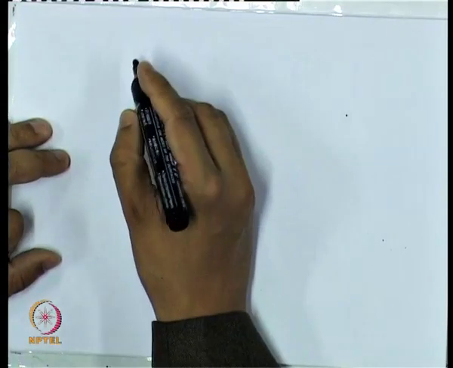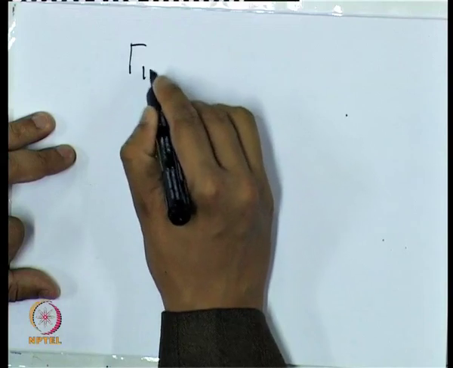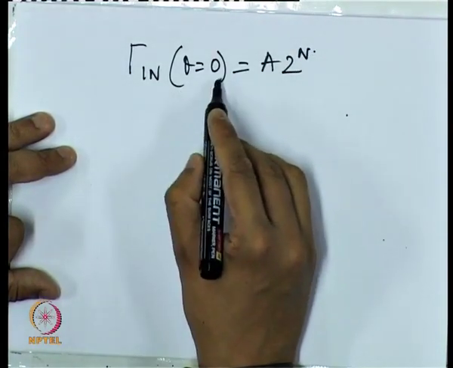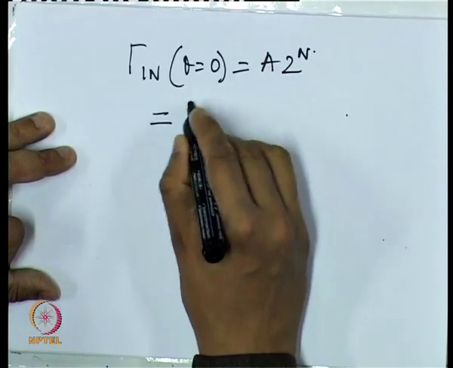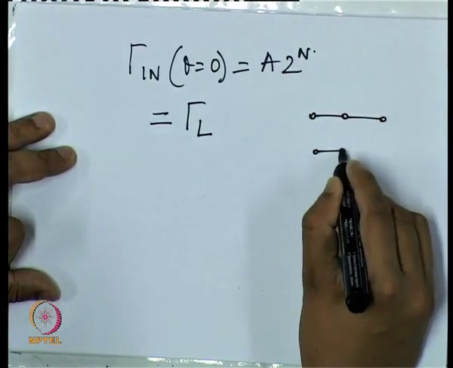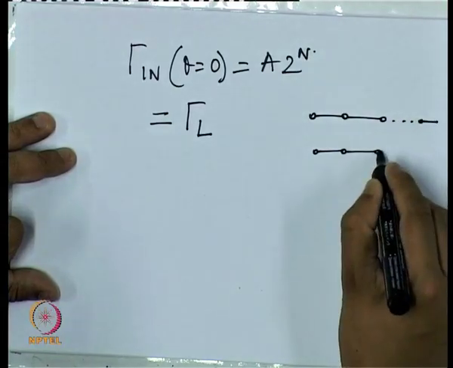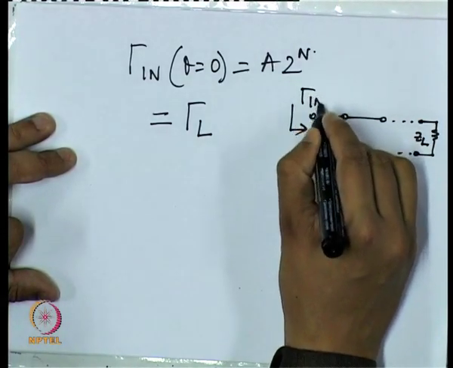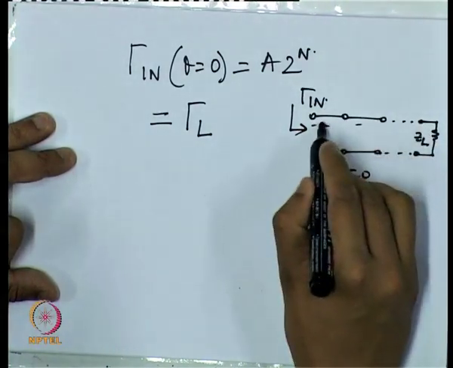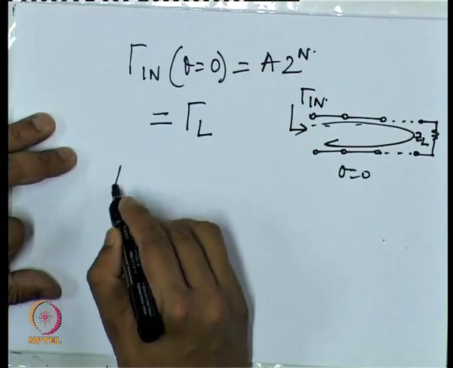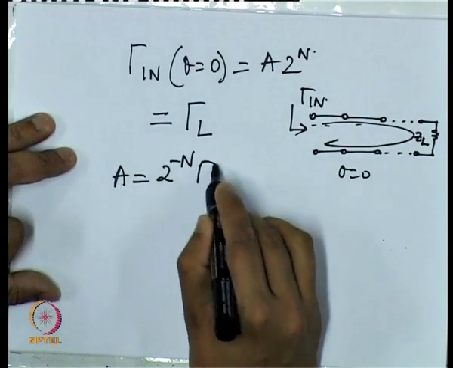Now, if we further analyze this equation that we just wrote down, we see that gamma in for theta equal to 0 is given by this equation. We also know that when theta is equal to 0, that is the DC condition, gamma in should be simply equal to gamma L, the load reflection coefficient. This is because, say, we have n number of sections with a load ZL connected, then gamma in for theta equal to 0 will be a straight short cut. And so, in that case, gamma in at theta equal to 0 will be equal to gamma L. So, from this we can straight away write down an equation for A.